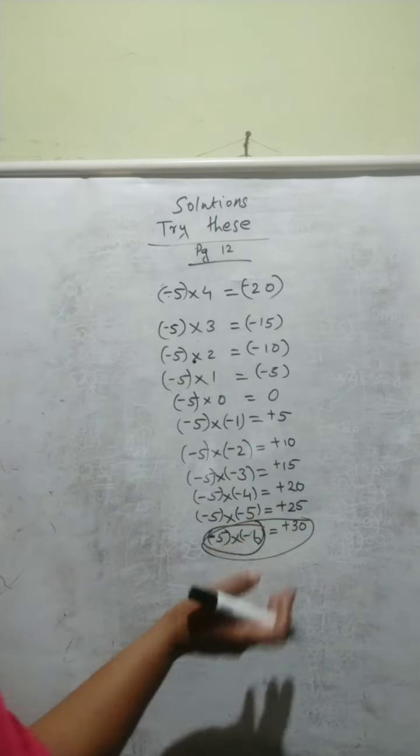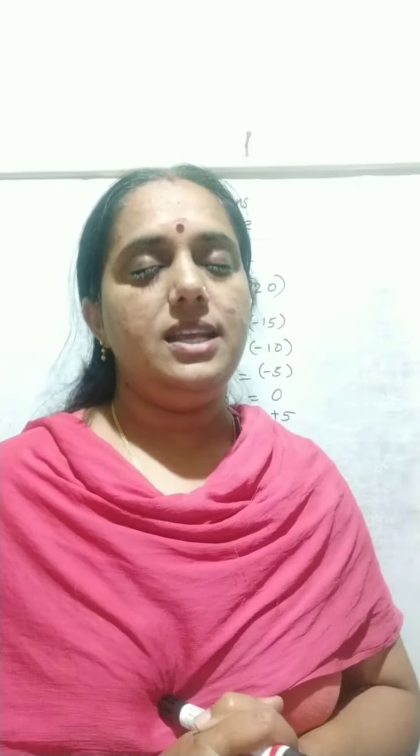But actually we have to understand how we can multiply a negative integer and a positive integer. When we are multiplying a negative integer and a positive integer, we will get a negative integer as the answer. Also, when we are multiplying two negative integers, we will get a positive integer. When we are multiplying by 0, we will get 0 as the answer. Next question is negative 6 multiplied by 3.